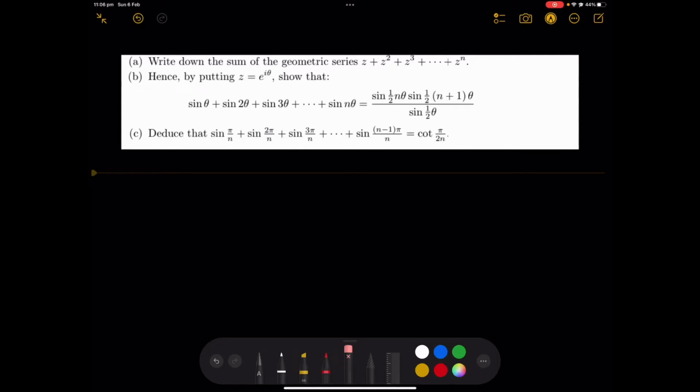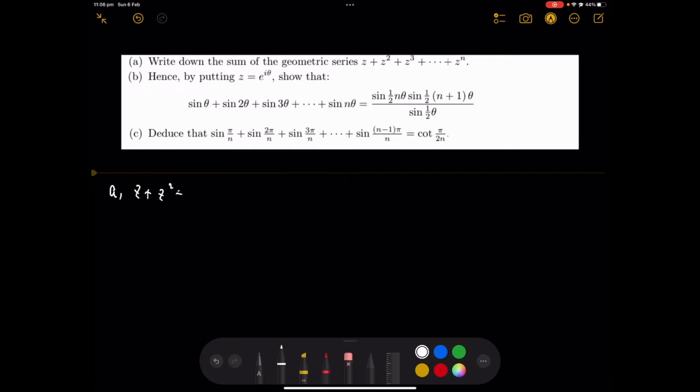Today, I'm going to show you how to prove these questions. Let's start the questions. Question A. So, finding the sum of a GP, which is just a formula. I'm going to write this down for you.